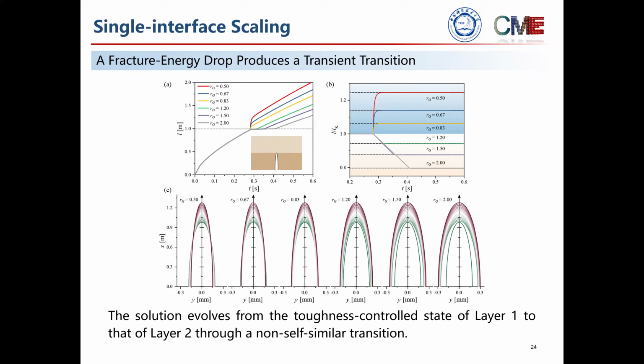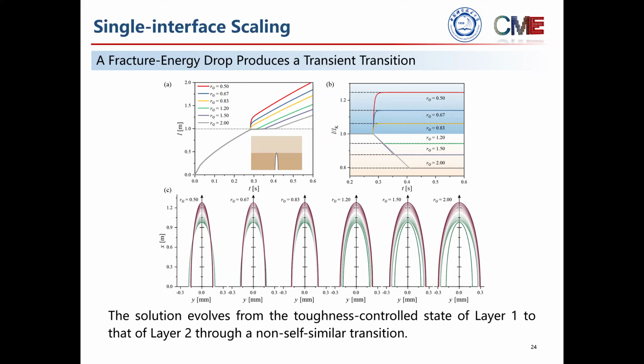Let us begin with the simple case, a contrast in fracture energy. The curves show how the fracture length responds when the tip crosses from one layer to another with different fracture energy. The lower panels show the evolving fracture shapes. If the new layer has low fracture energy, the fracture accelerates. If it has a high fracture energy, the fracture slows.